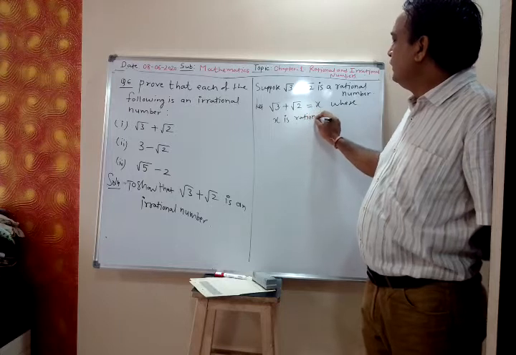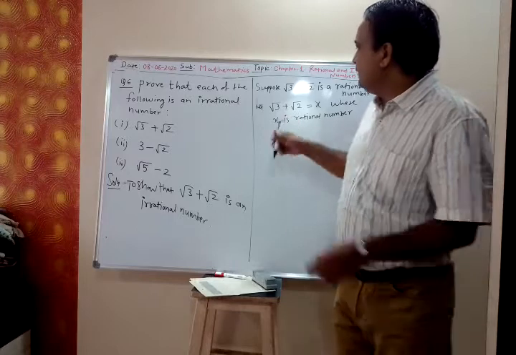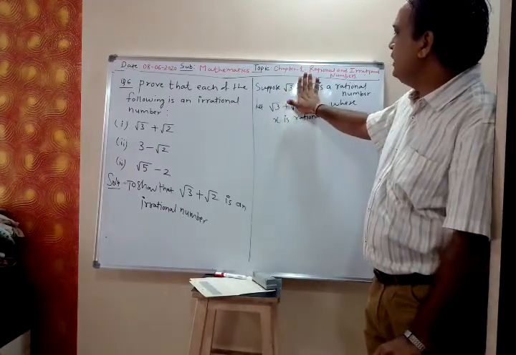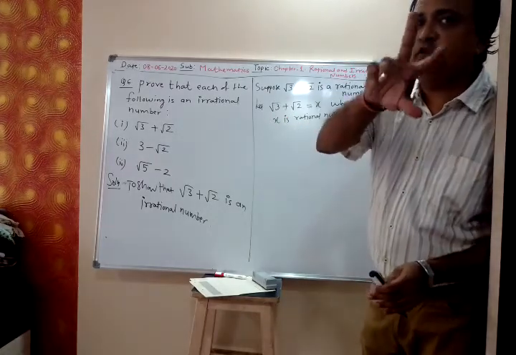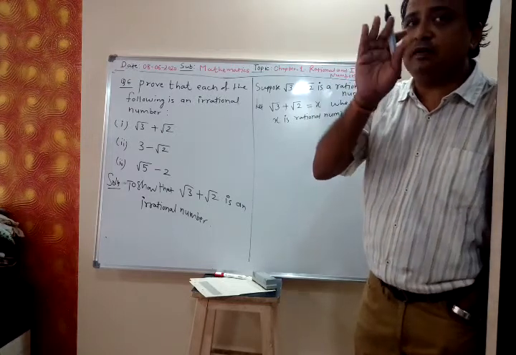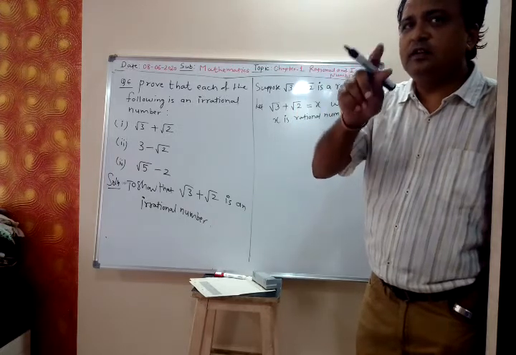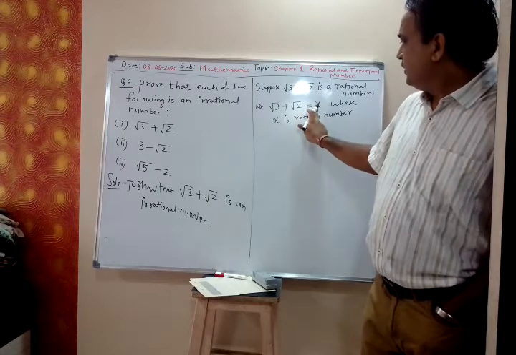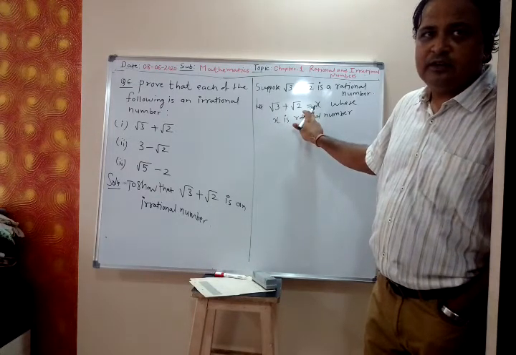Sir, why do you do that? Because when there is a single term, whenever it is root 3 or root 2, one term is there, we take the rational number as a upon b. But when there are two terms, we use the x method. Remember this. One term, use the a upon b method. Two terms, use the x method. Is it clear?